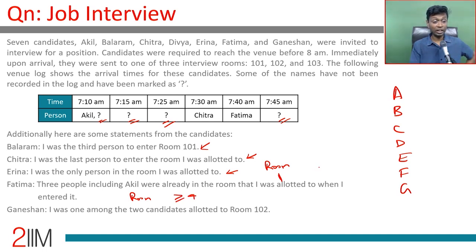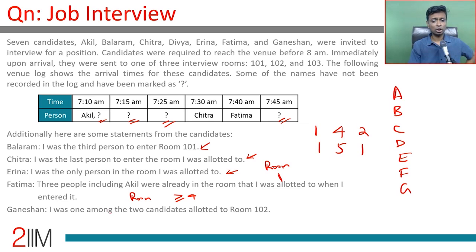So three people are already there when Fatima entered it. If Fatima is not the last person to enter it, there's probably one more person to enter it. So one room has at least 4. One room has 1. It could be 1, 4, 2, or 1, 5, 1. The only possible distribution for the 7 people.